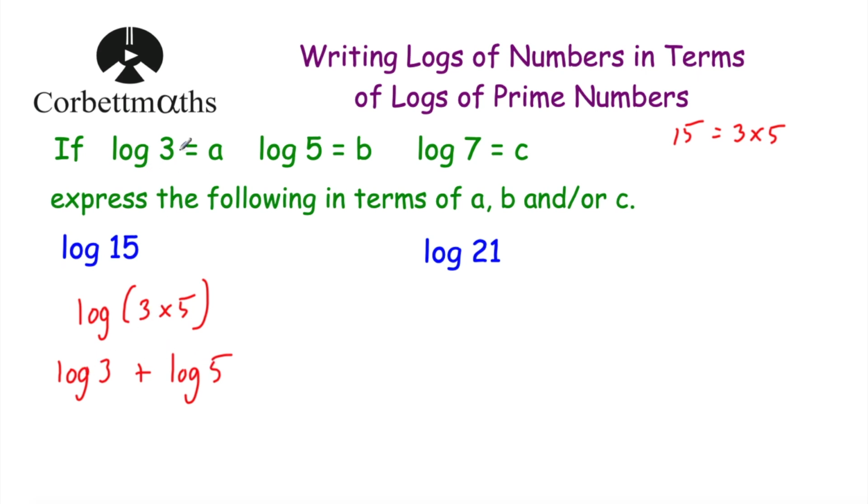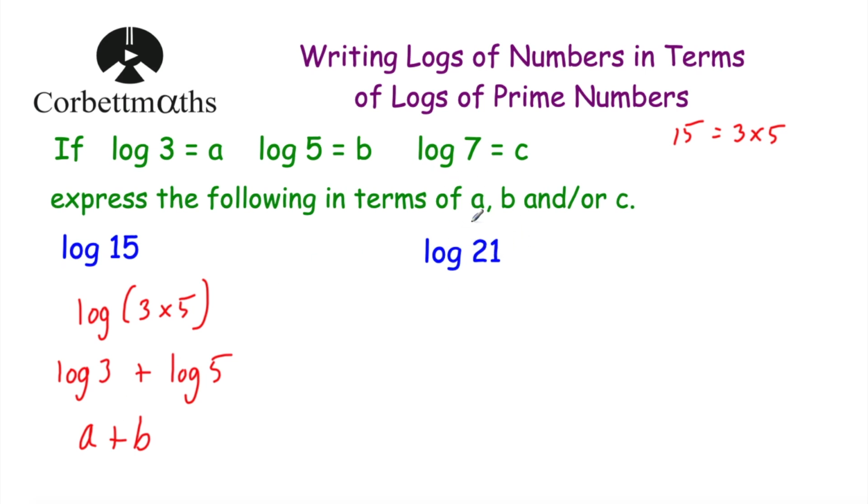Now if we have a look at the question, we were told that log 3 is equal to a, so log 3 is a, and then log 5 is equal to b, so plus b. So that means that log 15 would be a plus b, and that's it. So we've expressed log 15 as the log of prime numbers, and it would be a plus b, and that's it. Okay, let's have a look at our next one, log of 21.